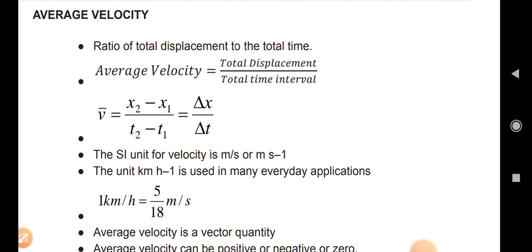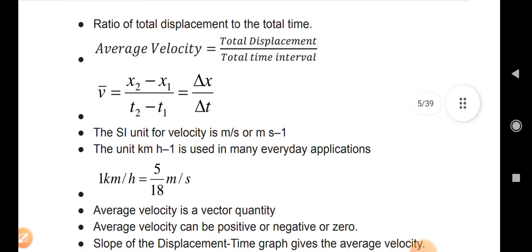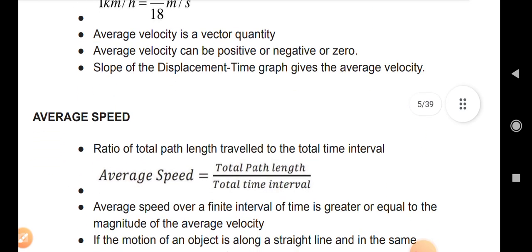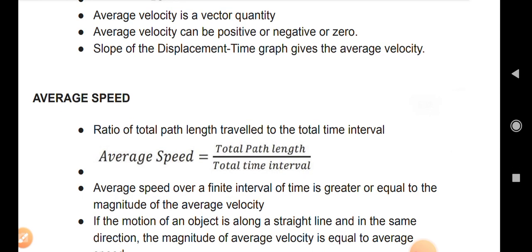Average velocity is the ratio of total displacement to the total time. Average velocity is equal to total displacement by total time interval: (x2 minus x1) by (t2 minus t1), that is, delta x by delta t. The SI unit of velocity is meter per second. Average velocity is a vector quantity, and can be positive, negative, or zero. The slope of the displacement-time graph gives the average velocity.